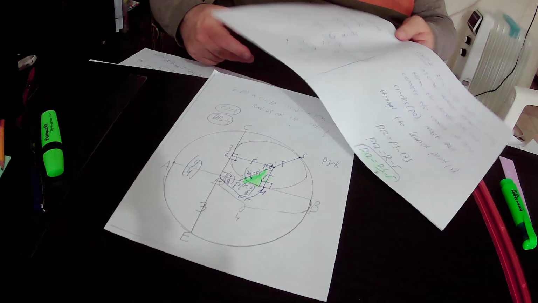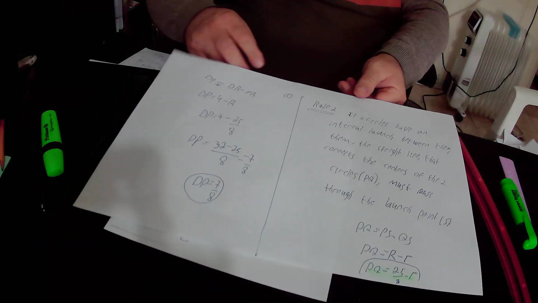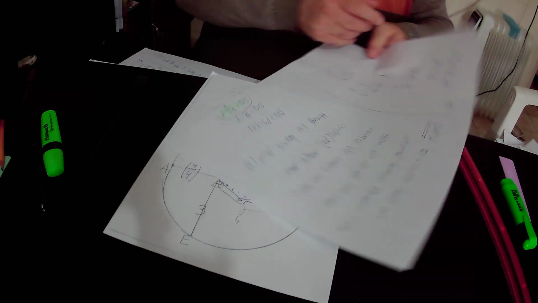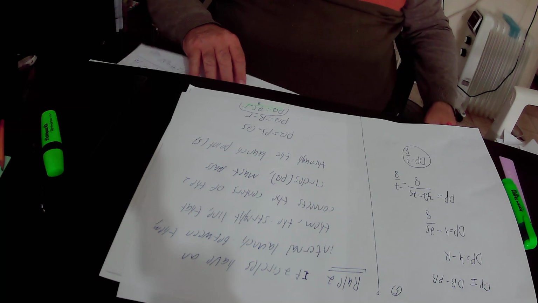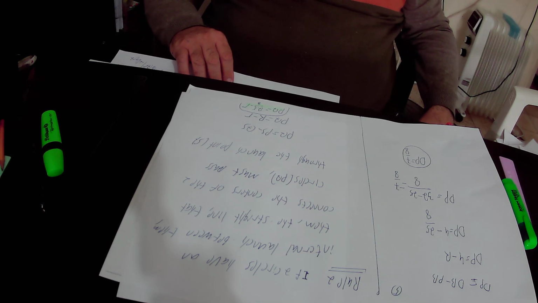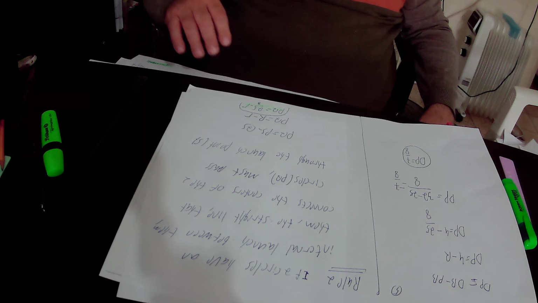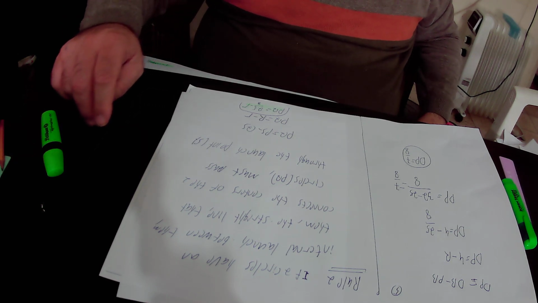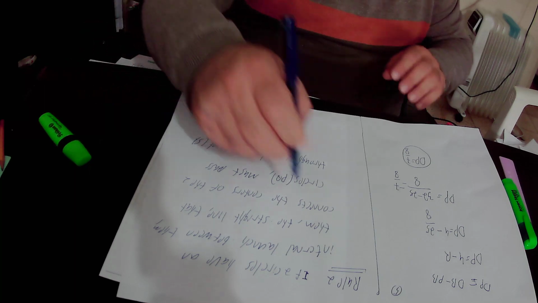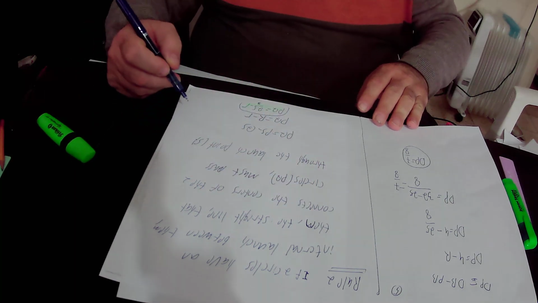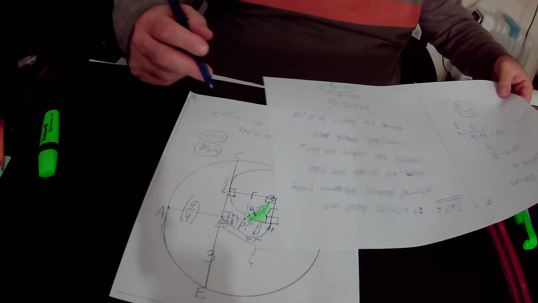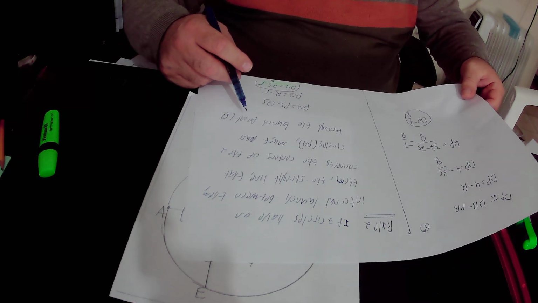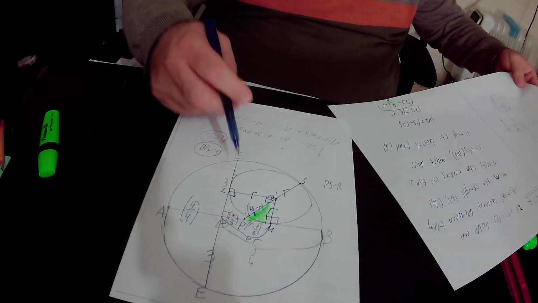Then I presented to you rule number 2. According to rule number 2, if two circles have an internal tangency between them, then the straight line that connects the centers of the two circles, in this case PQ, must pass through the tangent point, that is point S.